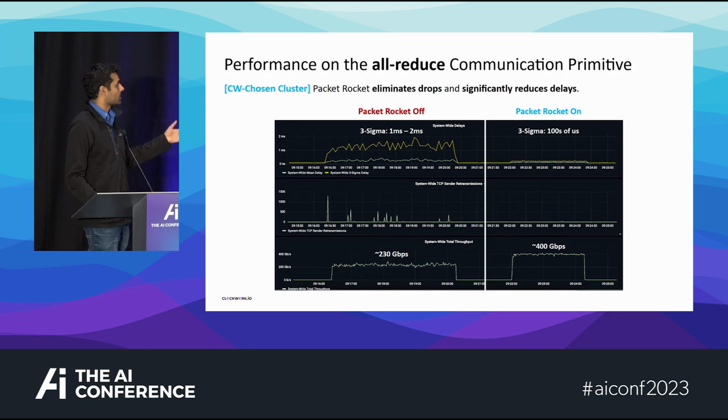On the left side is with Packet Rocket off, and on the right side is with it on. And so we drop substantially from millisecond level delays to microsecond level delays, which has a significant implication on the performance. If you notice at the bottom, the actual throughput while I'm running this workload goes from about 230 gigabits per second to about 400 gigabits per second.